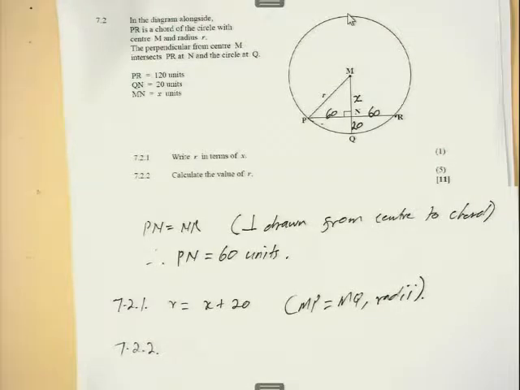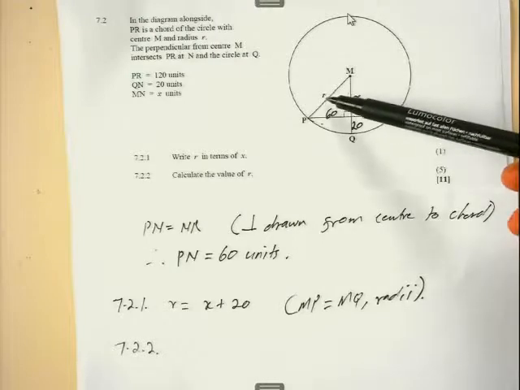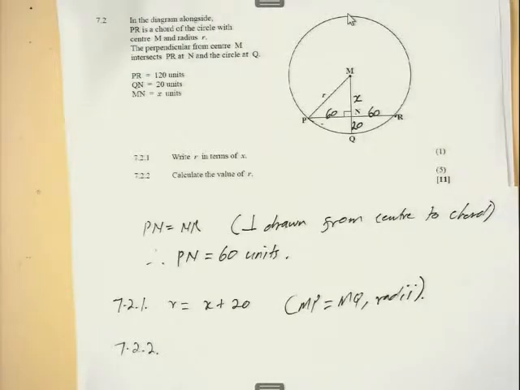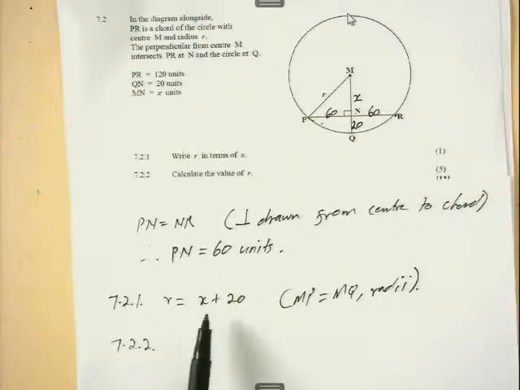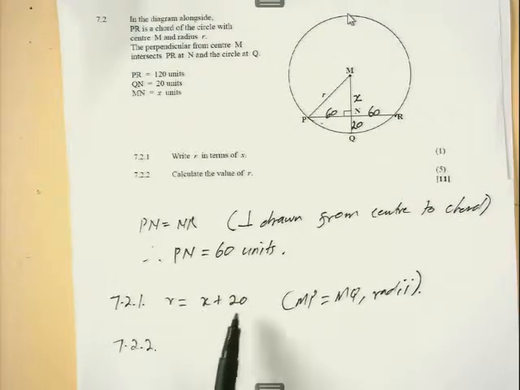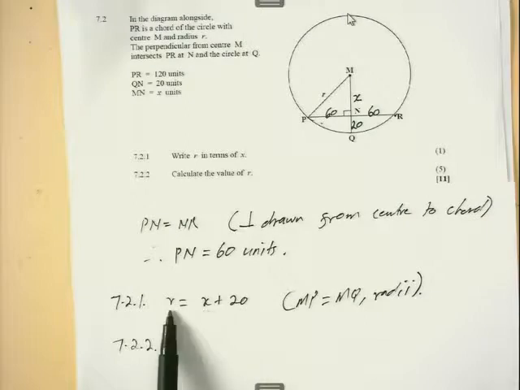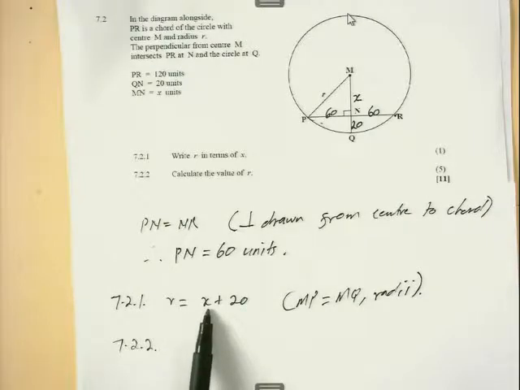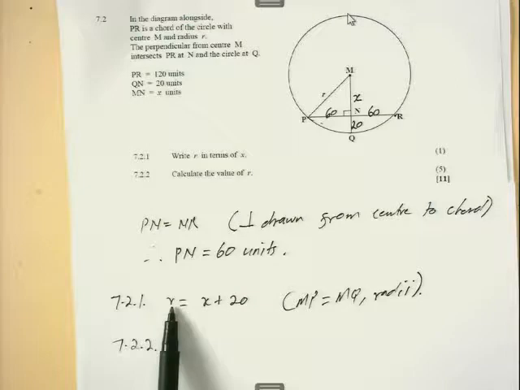Calculate the value of R. For us to determine the value of R, we must first determine X, because once we have the value of X, remember, R is equal to X plus 20. Once we get X, it becomes easy for us to determine the length of R, the length of the radius.